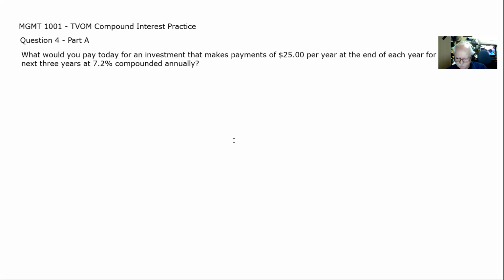So let's just make sure we have an idea where this is coming from in your textbook. This is chapter 11, and we're going to be using formula 11.2. And formula 11.2 looks a lot like this. Present value equals payment.